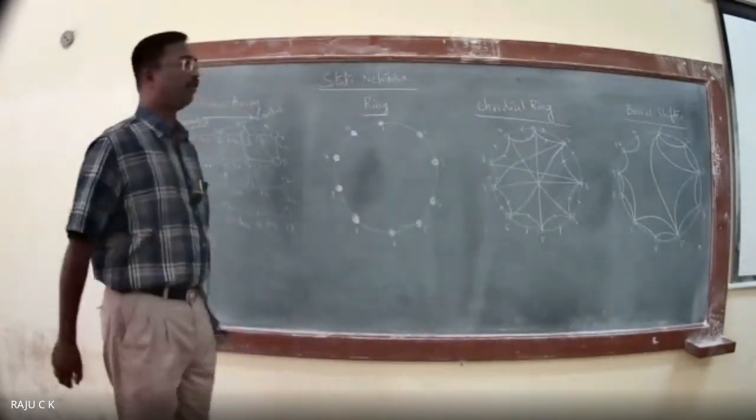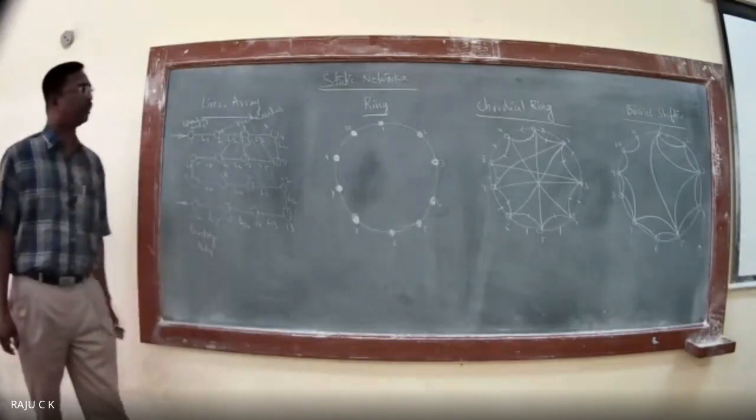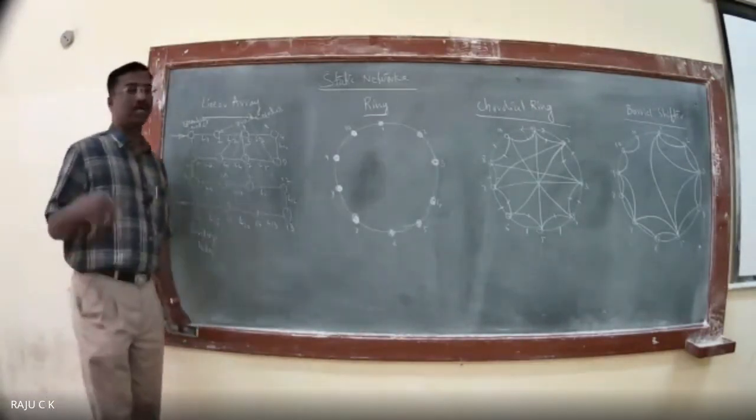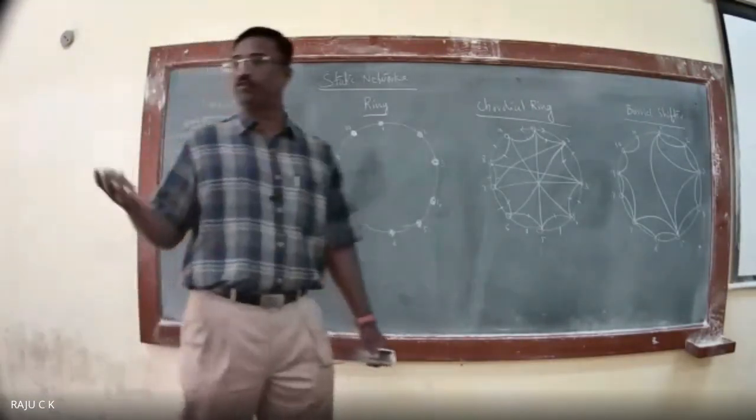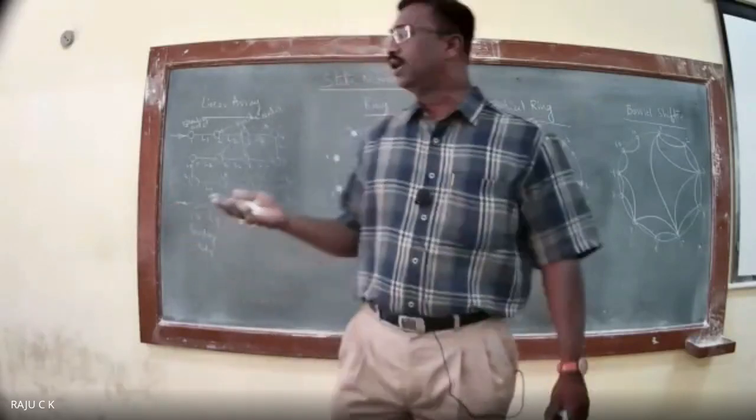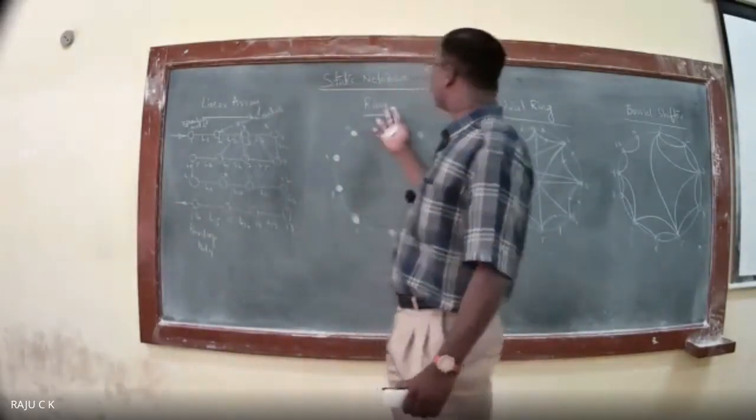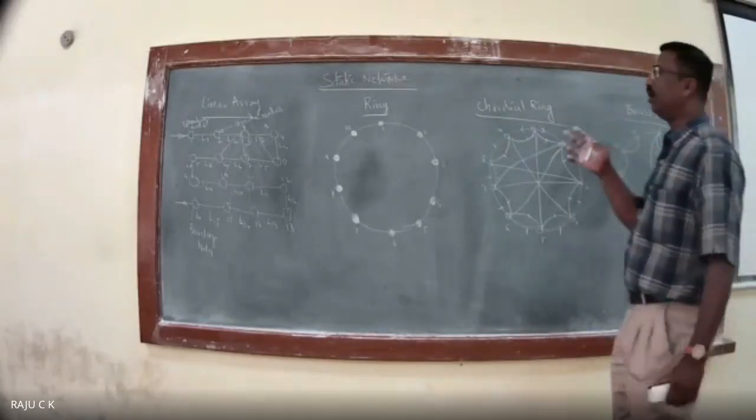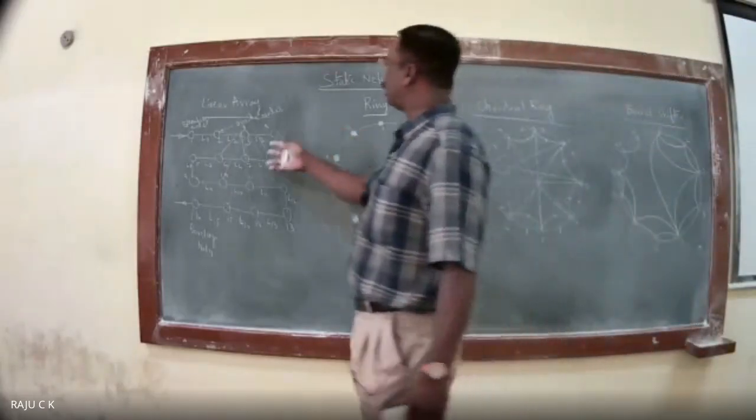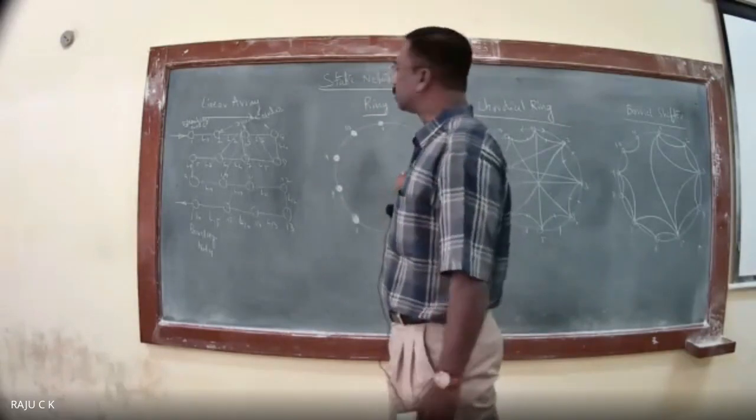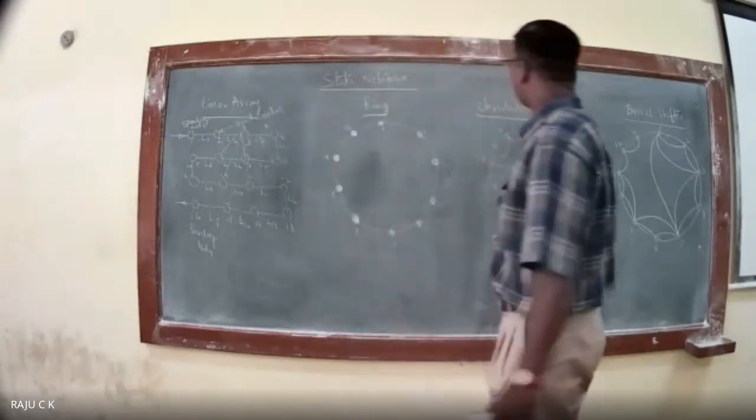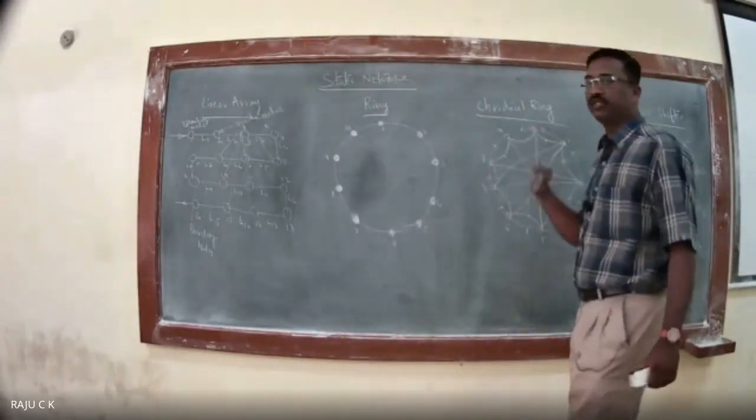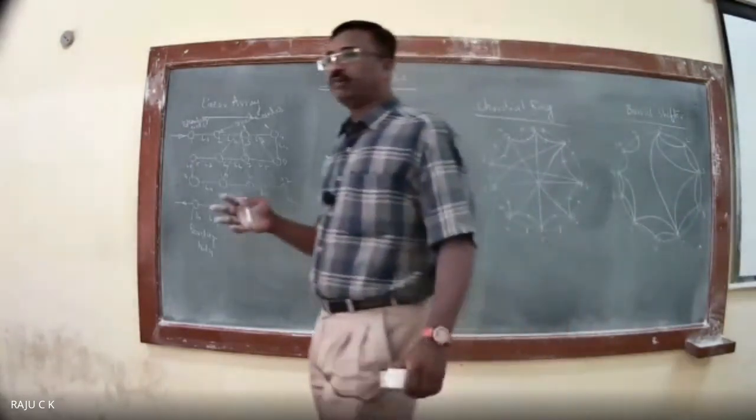So now we are going for different types of network topologies that can be adopted here. They may ask you again for 4 marks or 5 marks: explain linear array, ring, chordal ring, or barrel shifter. They may ask you to compare linear array and token ring, or linear array and chordal ring, like that.